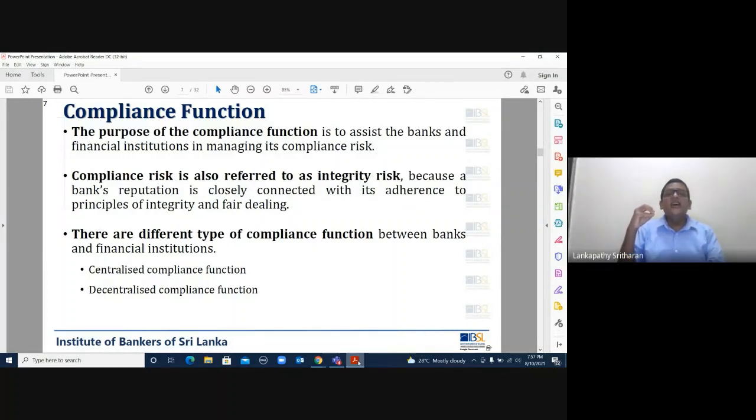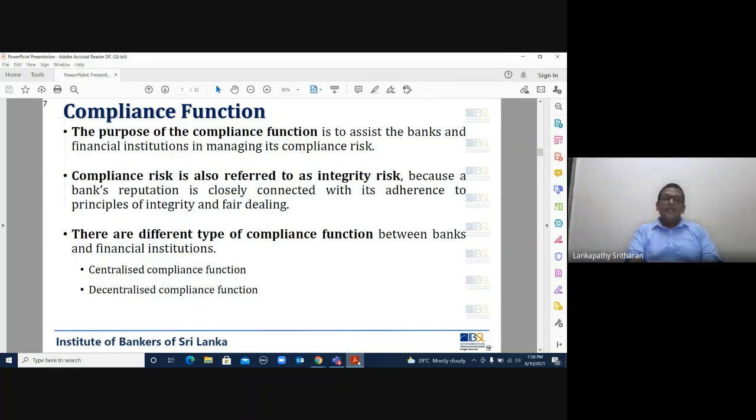So the compliance risk is a very important part of banks and finance institutions. I don't know, I have mentioned this to you all already. Compared to other institutions, it may be a production institution or retail businesses or some other institution, the banks and finance institutions have more compliance or supervisory requirements, more regulatory requirements. So they have to comply, and it is important to them to manage the compliance risk. That's why in the central bank also, the bank supervision department requires a separate compliance function by each and every bank. Compliance risk is also referred to as integrity risk because the bank's reputation is closely connected with its adherence to the principle of integrity and fair dealing.